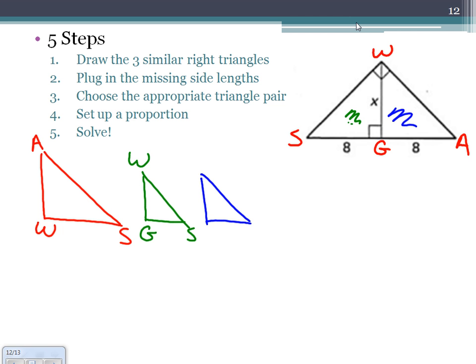What's my right angle, Jose? G. What are my other two letters? W and A. Which one needs to go where? W goes on top. Why? Because you see how it is. No, stop looking at the picture. Look at your new one. W and A. Which one matches up? A. At what location? The top. The top. So that's A, and this is W.